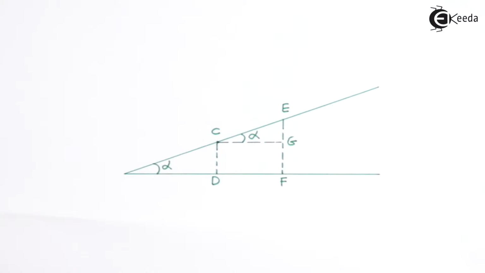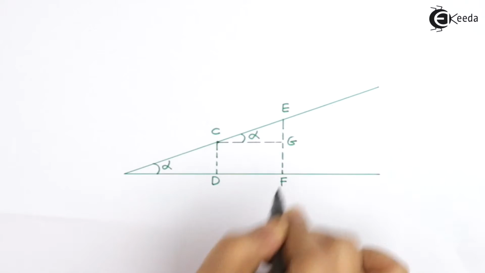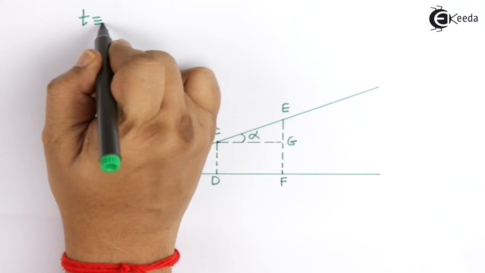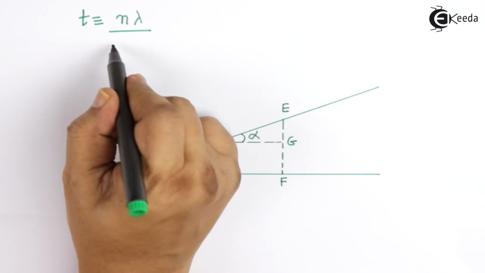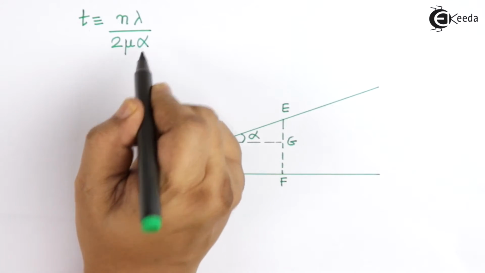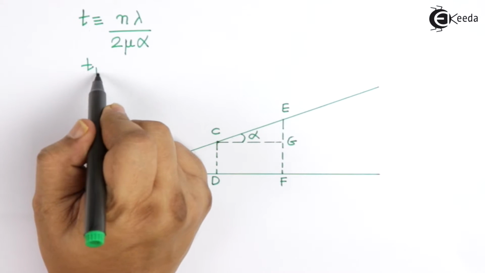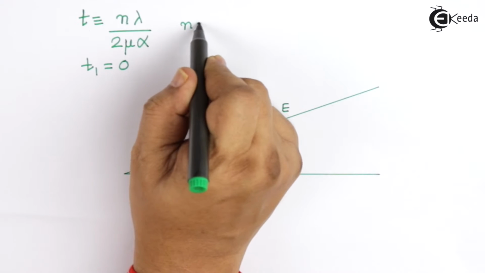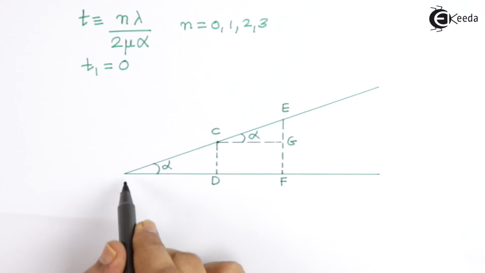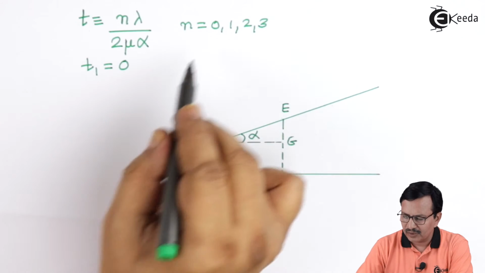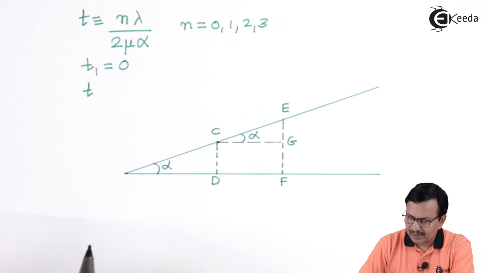And we know that for dark bands, the condition for the thickness at this point and at this point will be T equal to N lambda divided by 2 mu alpha, wherein we are assuming that alpha is very small. So the first thickness T1 will be equal to 0, with N equal to 0, 1, 2 and 3. The first band will appear at thickness 0.